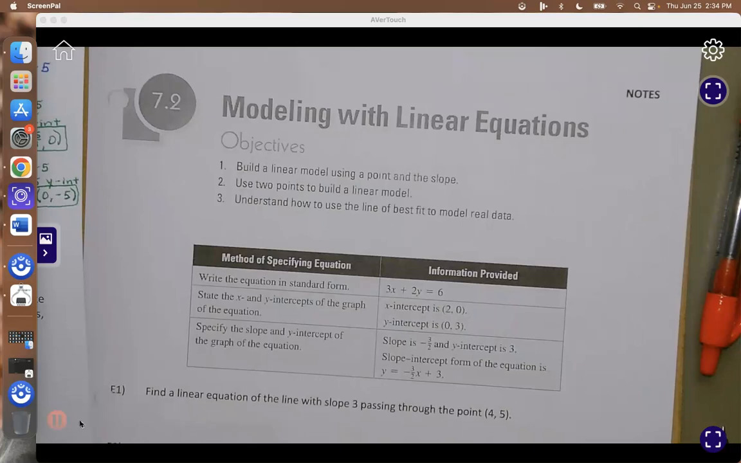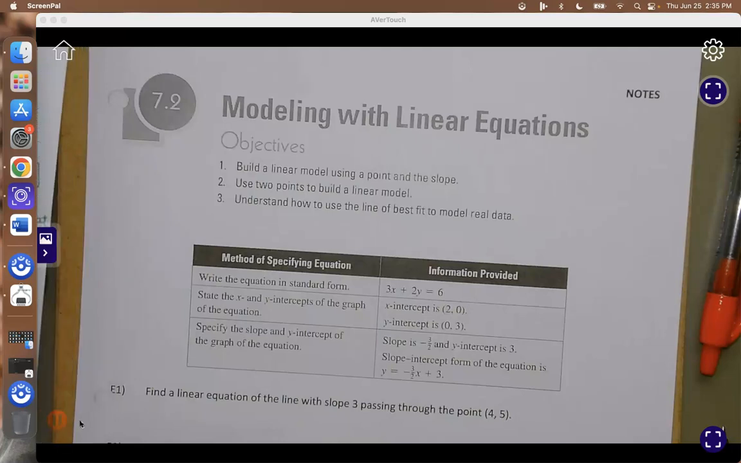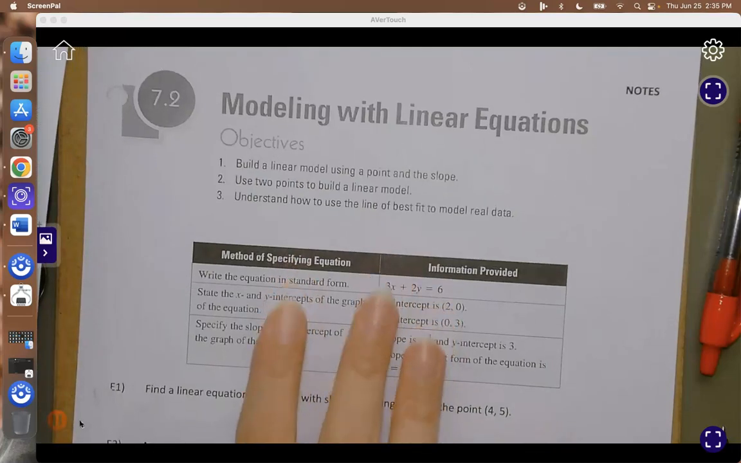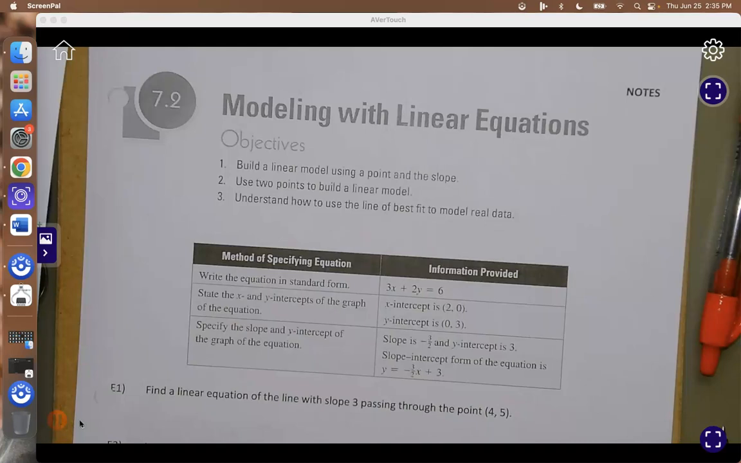Okay guys, so today we're going to be looking at section 7.2, modeling with linear equations. Several things we're going to look at are in this chart. So the first thing is to write the equation in standard form.